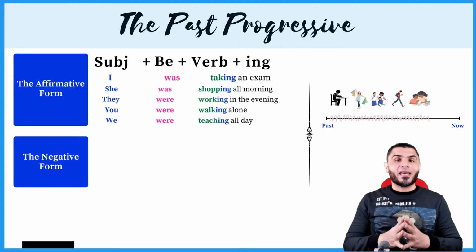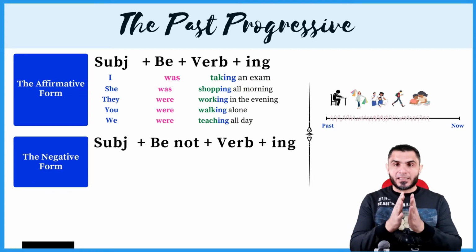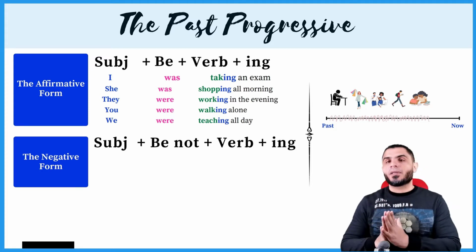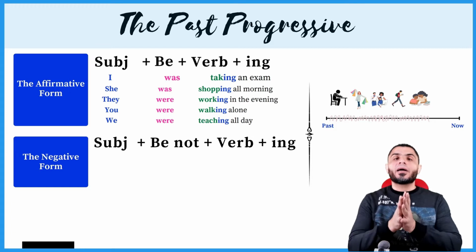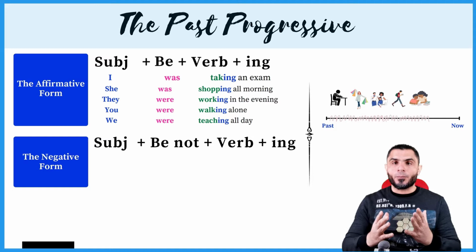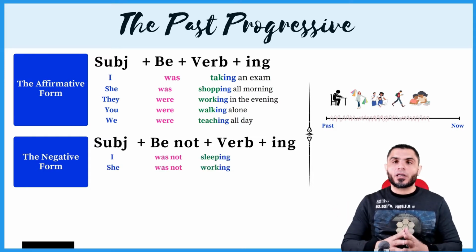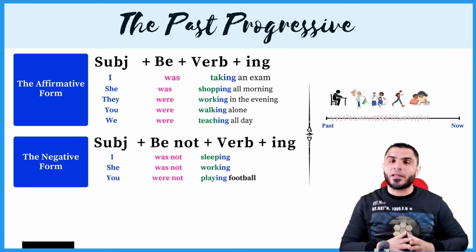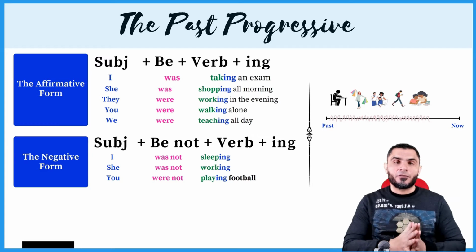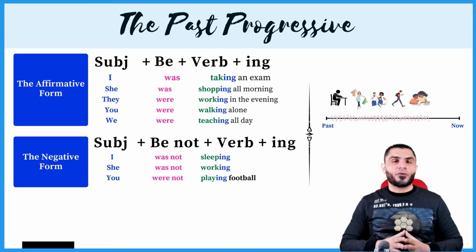However, if you want to make it in the negative form, the rule is as follows. Subject plus be not, which means was not or were not, plus verb plus ing. So all you have to do is to add not to the auxiliary to be. For example, I was not sleeping. She was not working. You were not playing football. So all these are examples in the negative form. And now let's see some examples through these short video clips.